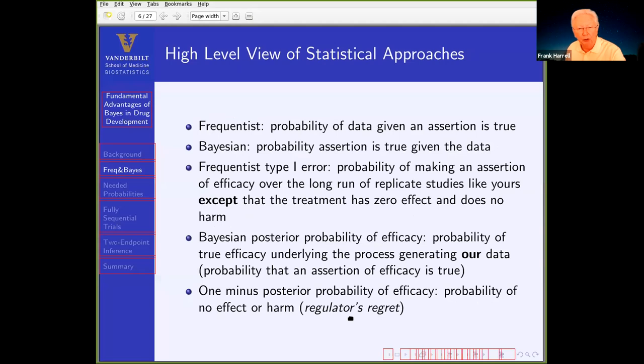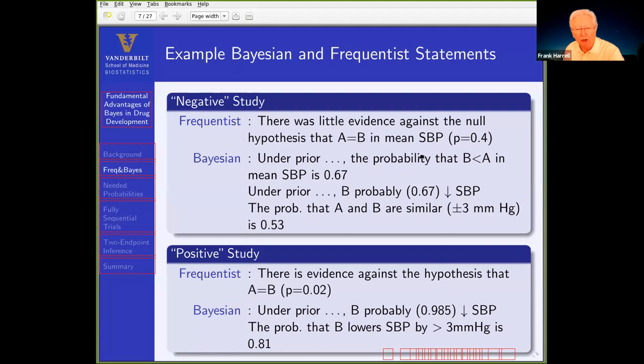The frequentist quantity is the probability of the data given an assertion is true, and the Bayesian quantity is the probability an assertion is true given the data. The type one error is the probability of making an assertion of efficacy over the long run of replicate studies, except where the treatment has exactly zero effect and doesn't do any harm. The Bayesian posterior probability is the probability of the treatment moving in the right direction in terms of the underlying data generating process, and one minus the posterior probability is the probability of no effect or harm, as we already discussed. So we have these issues that have arisen over and over.